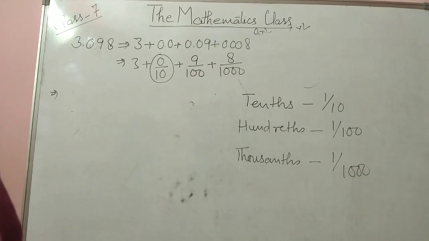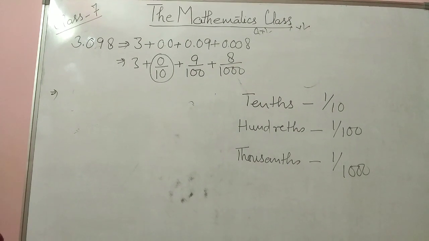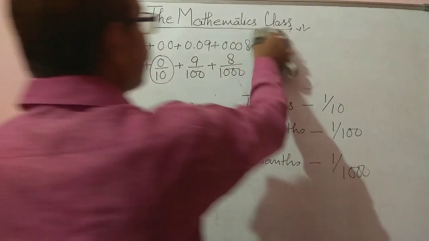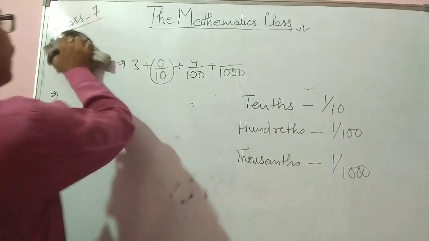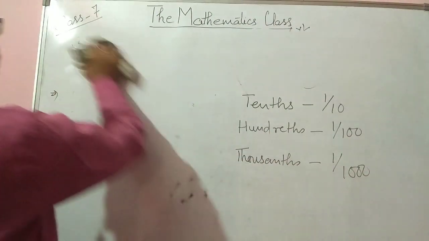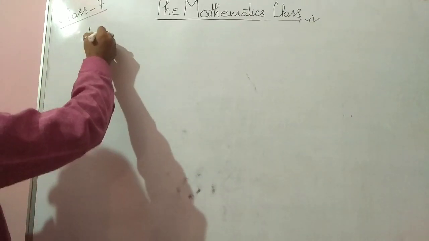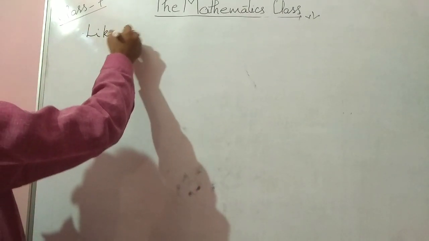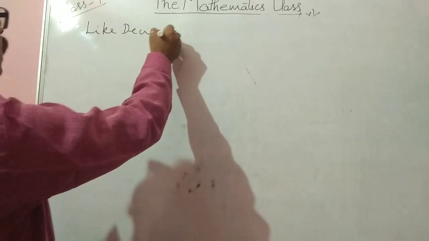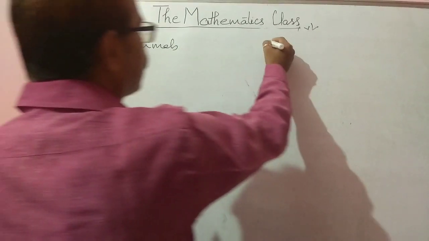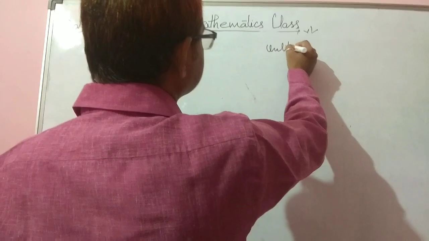This is about all the breakup of how we write or understand these decimal parts. The next point is we will be understanding what is the meaning of like decimals and what is the meaning of unlike decimals.